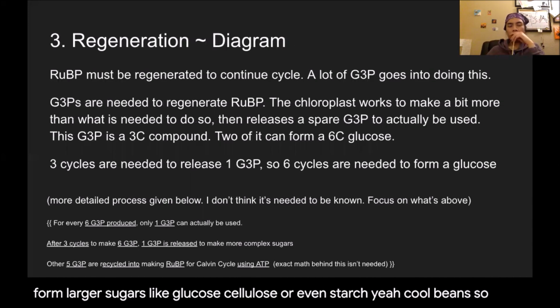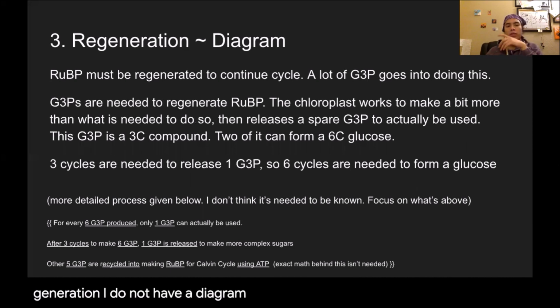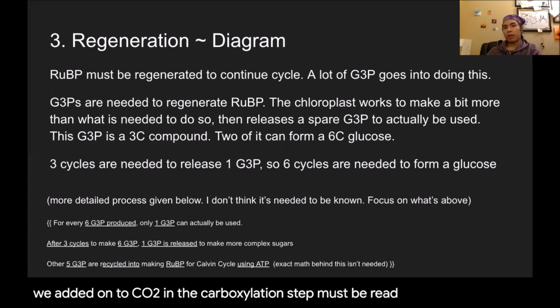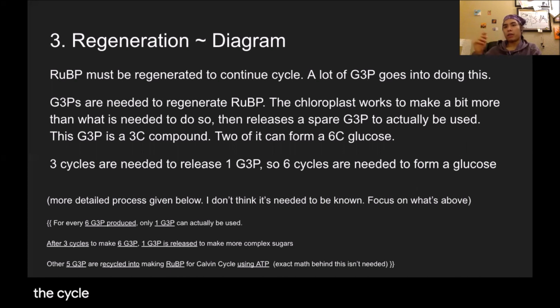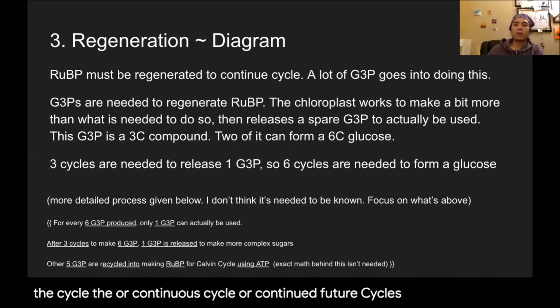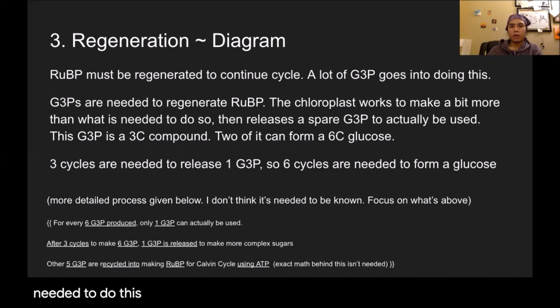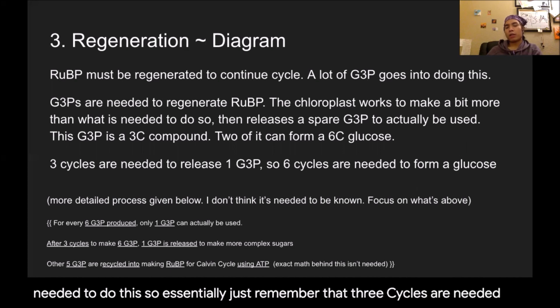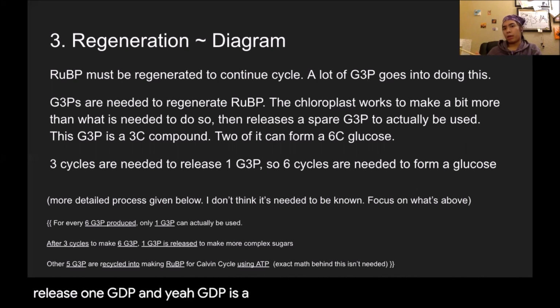Cool beans. Regeneration. I do not have a diagram. RuBP, which was the 5-carbon molecule that we added onto CO2 in the carboxylation step, must be regenerated to continue future cycles. So a lot of G3P is needed to do this. Essentially, just remember that 3 cycles are needed to release 1 G3P. G3P is a 3-carbon molecule. If you wanted to make glucose, you would combine 2 of the 3-carbon ones to make the 6-carbon glucose.